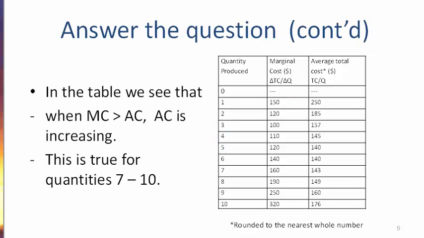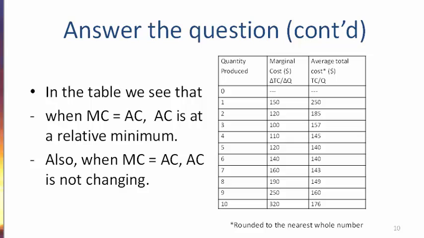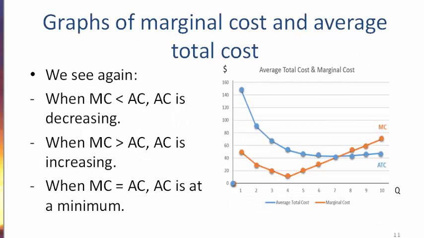The next example is, what if marginal cost is greater than average cost? We see that in this situation, the marginal being greater than the average brings the average up. So if marginal is greater than average, as in quantities 7 through 10, the average increases. And what if the marginal is exactly equal to the average? Here we see that the marginal is equal to the average at quantity equal to 6, and the average does not change. And we note also that the average is at a minimum at that point.